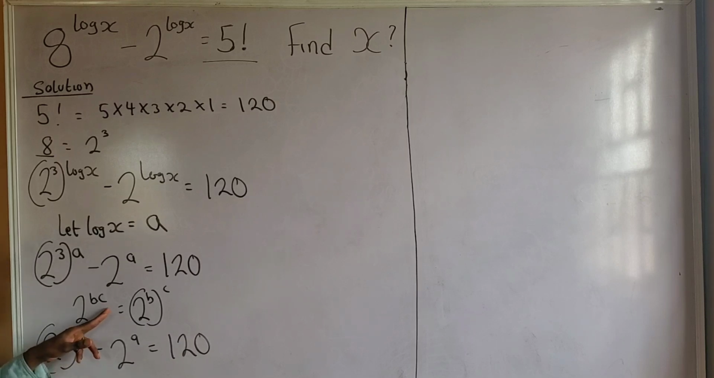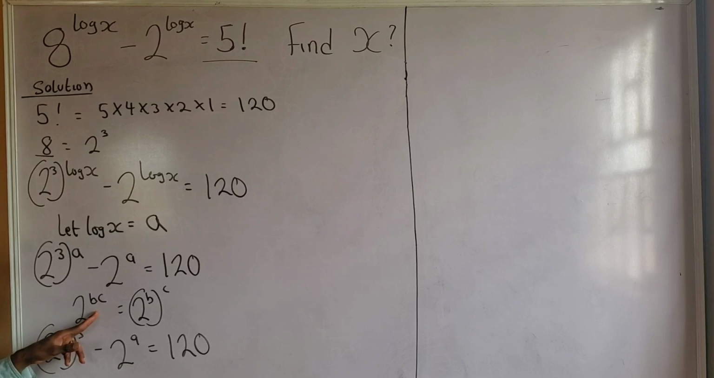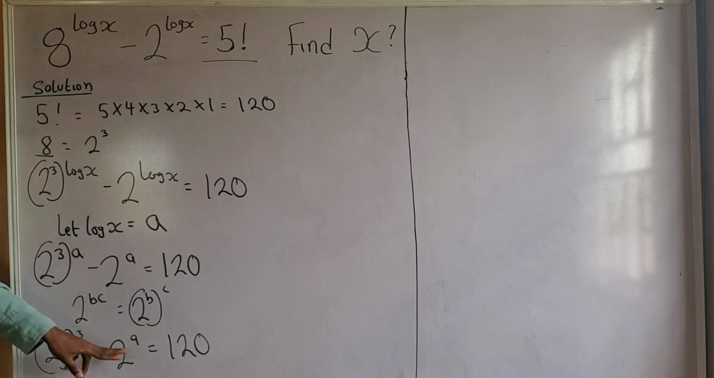You understand? I used these properties of indices that if you have exponents multiplying each other, you can raise that exponent to the power of another exponent. Are you getting what I'm trying to say? You can raise that exponent to the power of the second exponent. So the same thing I did here: 2 raised to the power of 3 times a can be written as 2 raised to the power of a, raised to the power of 3. Do you understand? Minus 2 raised to the power of a equals 120.